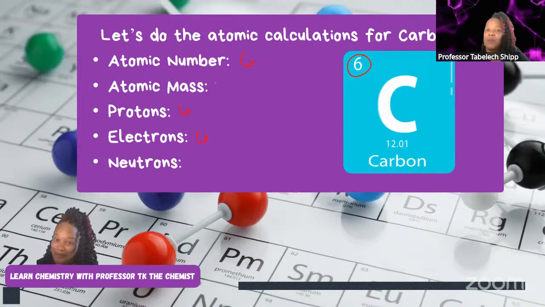Now, you see that 12.01? That's your mass number, but all we're going to write down is 12. Remember, we round off our atomic mass number to the nearest whole number, and that's where we get the 12 from. Now, to get our neutrons, we're going to take our atomic mass number and subtract our atomic number. So 12 minus 6 gives us 6 neutrons.